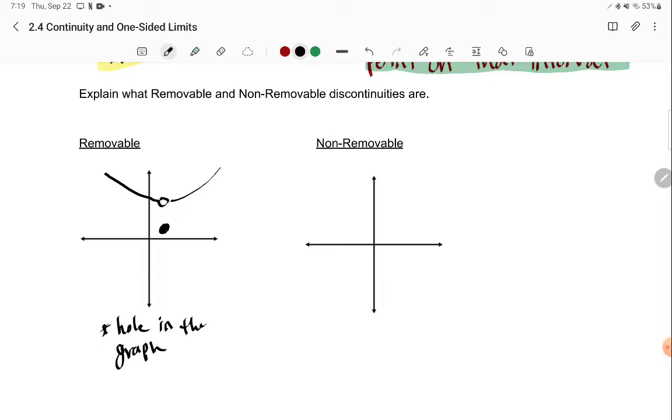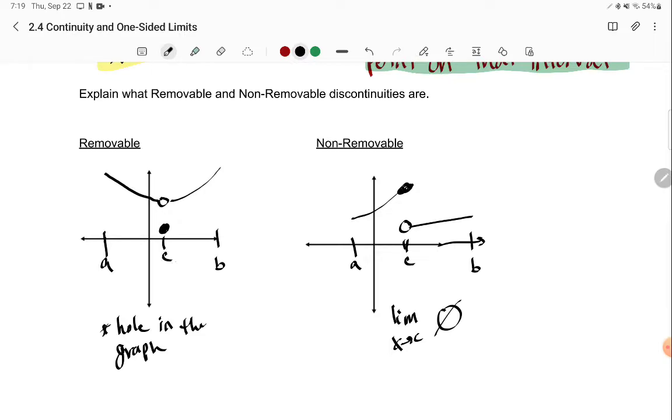But this one is non-removable. That's where your limits are not the same, so in this case, the limit as x approaches c does not exist. That's an example of a non-removable. And then you have your intervals. So again, we're looking at our open intervals from A to B, at this point C. C is the point where we're studying on that graph.